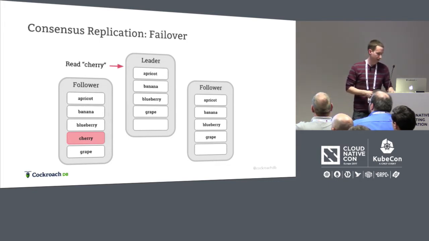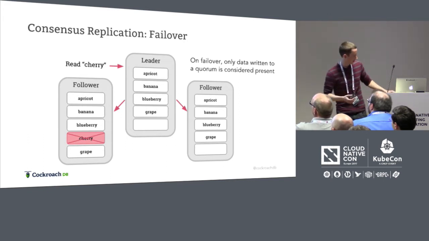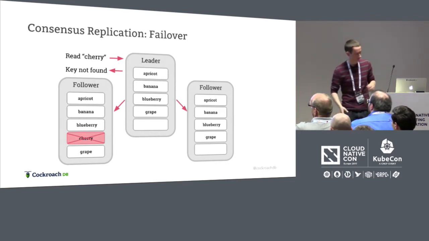So if a read comes in for that key, the second node, the new leader, will be able to say that that key does not exist. And the node that has it will be corrected in the background. So the read that comes in for cherry will return that it does not exist in the system.